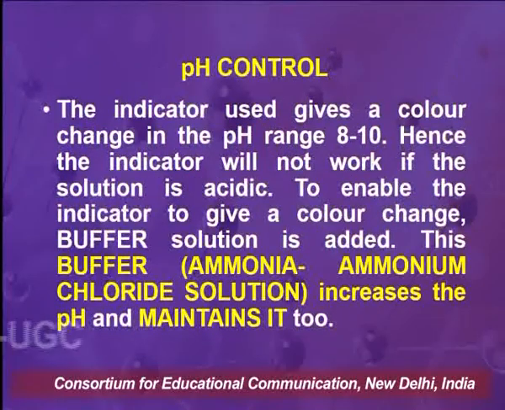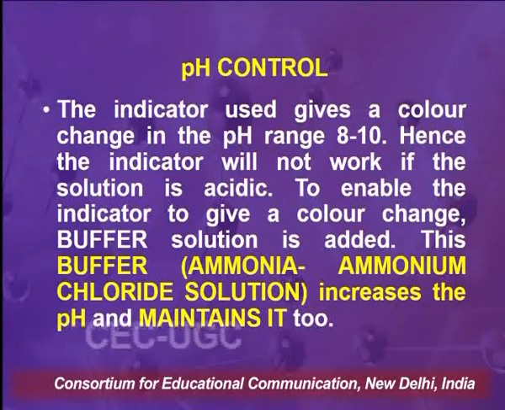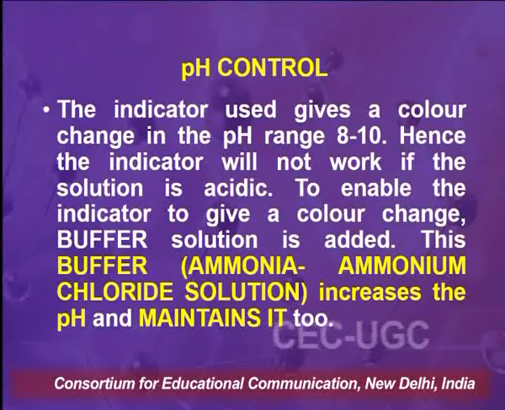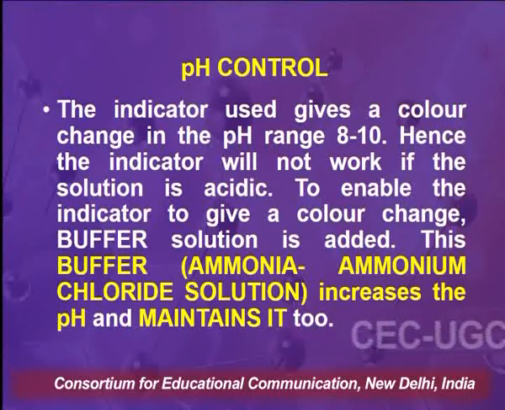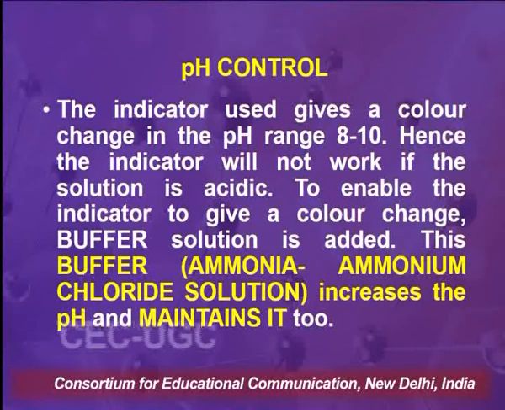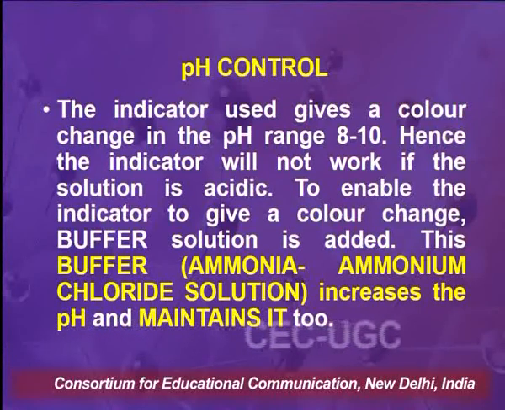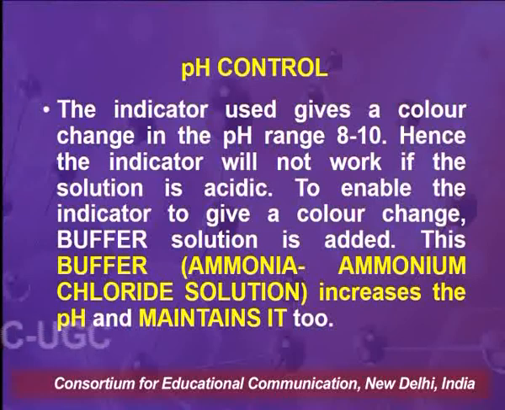The indicator used in this particular titration gives a color change in the pH range 8 to 10, and the indicator specifically we are talking about here is eriochrome black T. Hence, the indicator will not work if the solution is acidic. To enable the indicator to give a color change, buffer solution is added. This buffer is a solution of ammonia mixed with ammonium chloride, and it increases the pH of the solution and maintains it too.